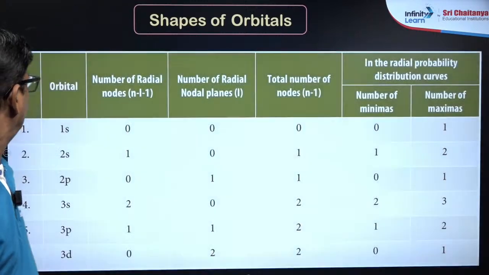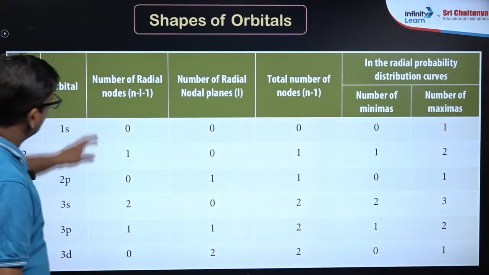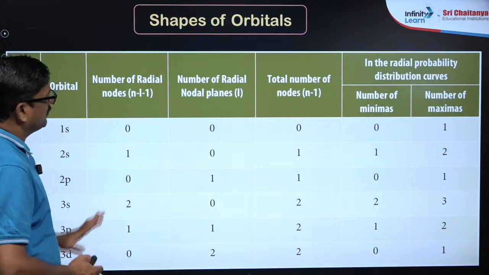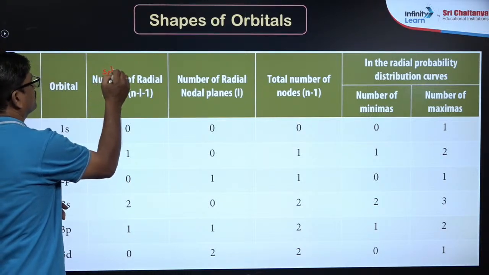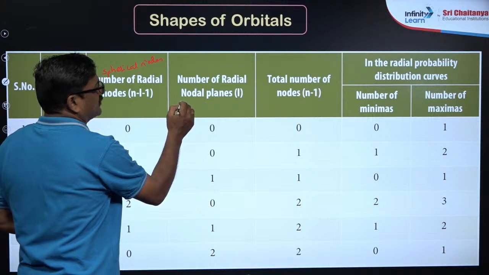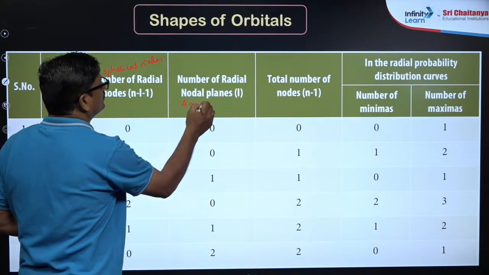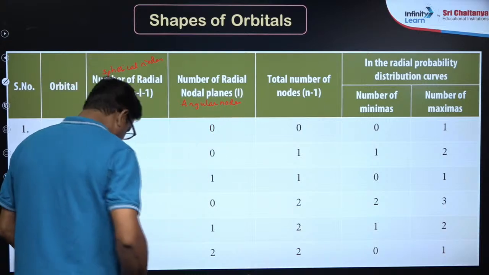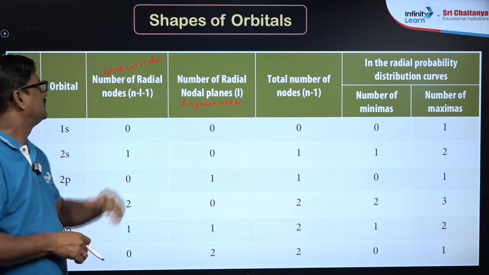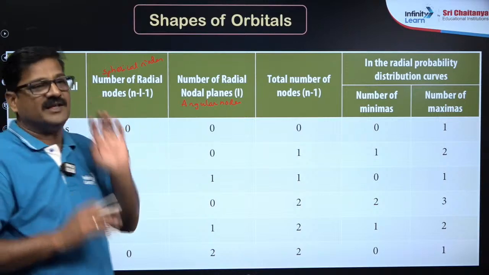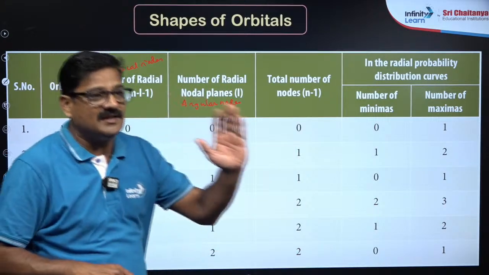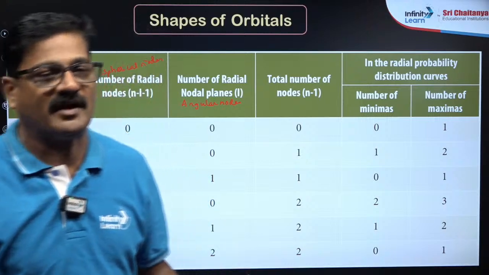Number of radial nodes, or radial nodal planes, are also called spherical nodes, and the number of nodal planes you can say are angular nodes. Now how do I memorize these many names? The node which is spherical is called a spherical node, and a sphere has a radius, so they are also called radial nodes, whereas for nodal planes, a plane has an angle, so you can say it is an angular node.